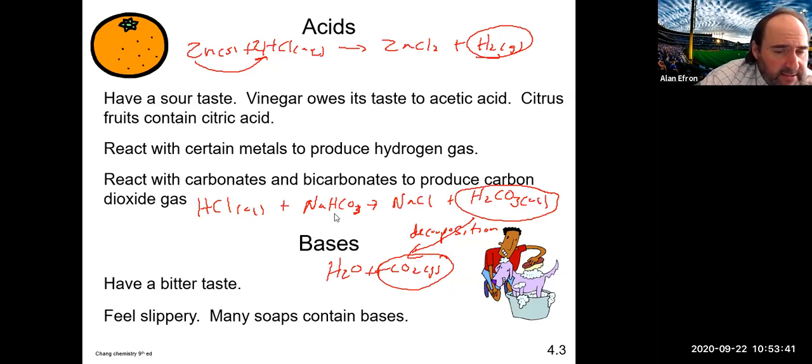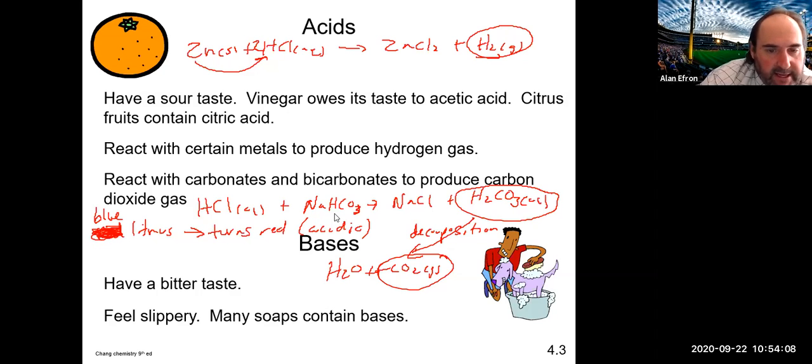By the way, acids turn litmus paper red. So if you have blue litmus paper and it turns red, it usually means that the solution is acidic.